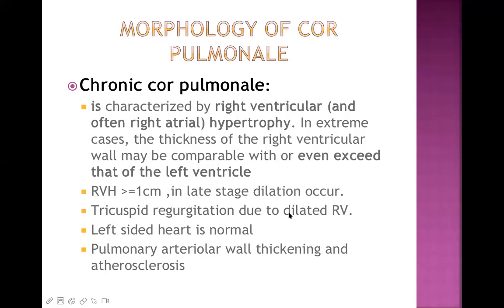Tricuspid regurgitation can occur due to a dilated right ventricle. Very easy concept. If the ventricle is dilated, a gap develops between the annulus of the tricuspid valve and the inner wall of the right ventricle. So blood may leak backward. This is called tricuspid regurgitation. The left-sided heart is normal here. There is no connection with the left side of the heart, and there is thickening of the pulmonary arterial wall, and even atherosclerosis may be formed. So these are the important features of chronic cor pulmonale.